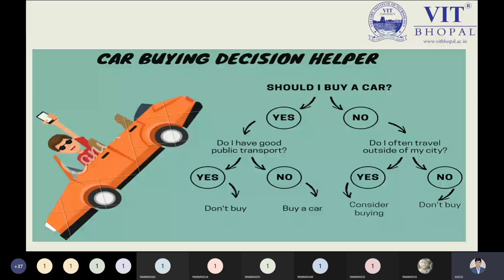I can save my money and other things as well. So think upon your problem. Based on the problem you have, you will decide the decision tree. And if you're not purchasing a car, then why are you not purchasing a car? Then you can have various options. If you're not purchasing a car, then you should have another question, depending on your requirement.